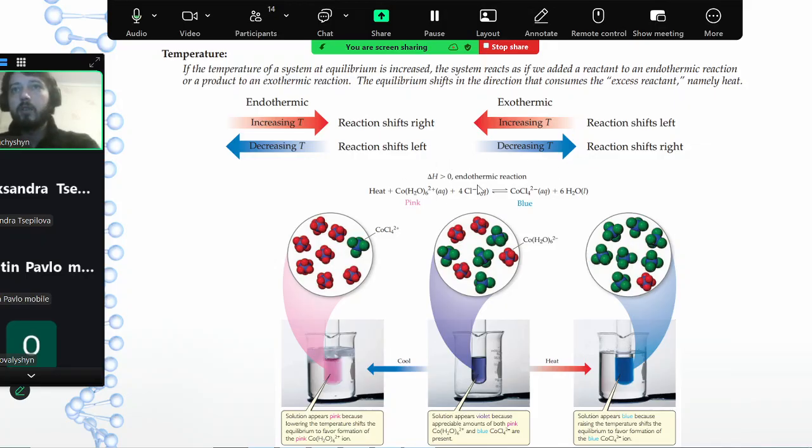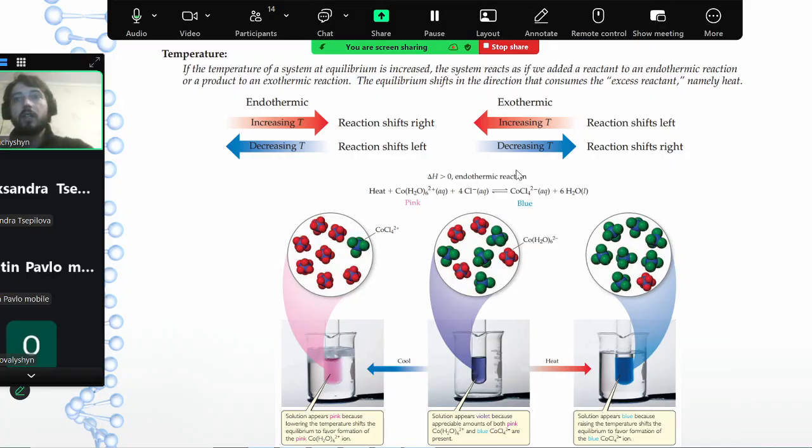Here is an example of an endothermic reaction. Some sort of cobalt salts and chlorine. Whatever is happening, the interesting thing is that you can see it by the color changing. So you change the temperature of the surrounding environment, and depending on that temperature, the equilibrium shifts to the left or shifts to the right.